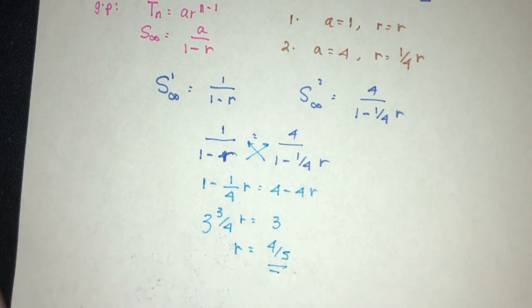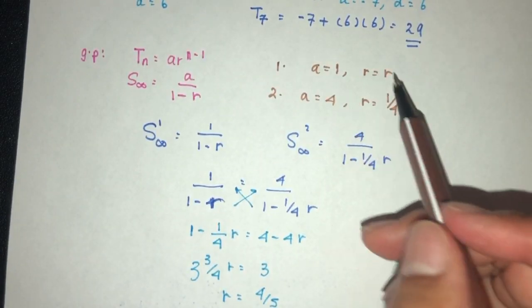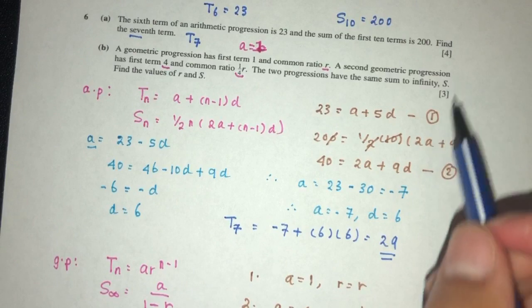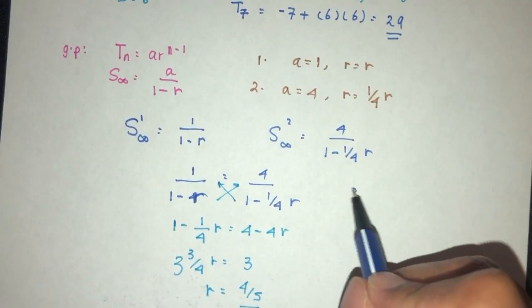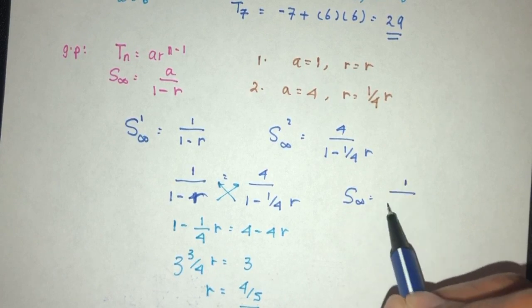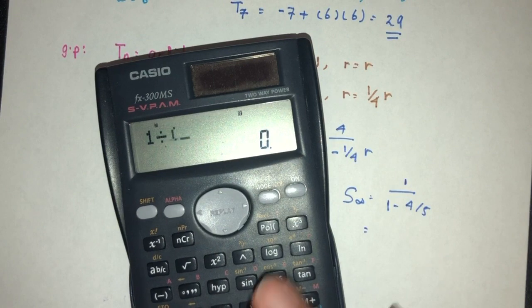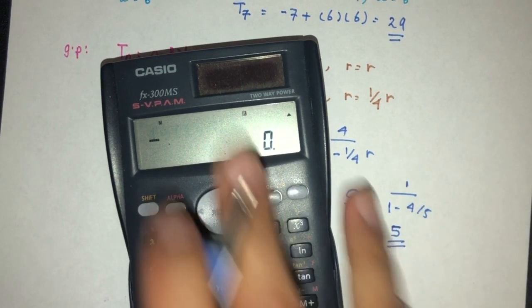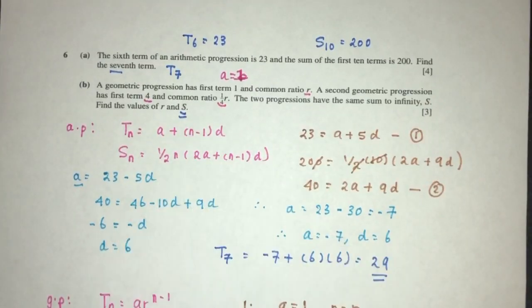So let's find the value of a. Replace back in your equation. A we know already, as you can see here, right? Find the values of r and s. So we have to find the sum to infinity. So replace back in your equation. Sum to infinity, 1 over 1 minus 4 over 5. So 1 divided by 1 over 5. That should be 5. So sum to infinity is 5, and the value of r is equal to 4 over 5, and that will be part 2 of your question.